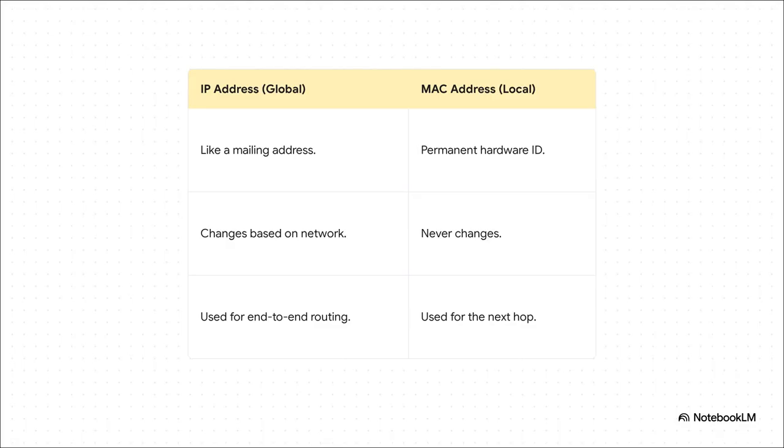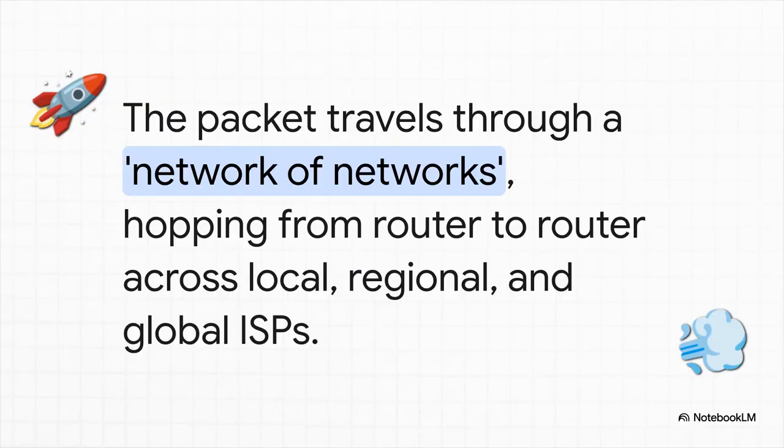And for this one local hop, the global IP address isn't what's used. Instead, the link layer uses a totally different address called a MAC address. Think of it this way. Your IP address is like the final home address for the entire trip, but your MAC address is used just to find the very next person or router to hand the package to. It's a permanent hardware address burned right into your device. And with that, it is off.